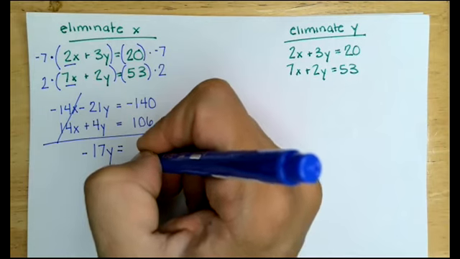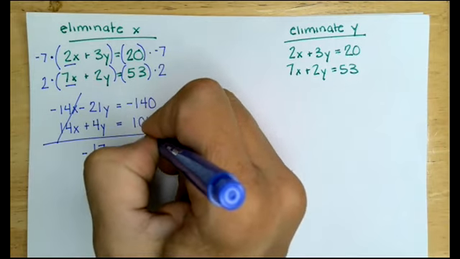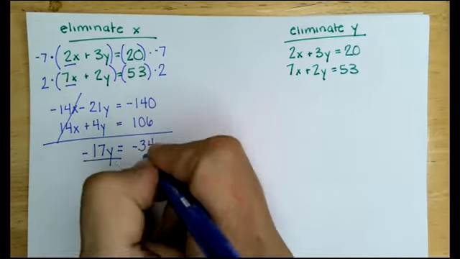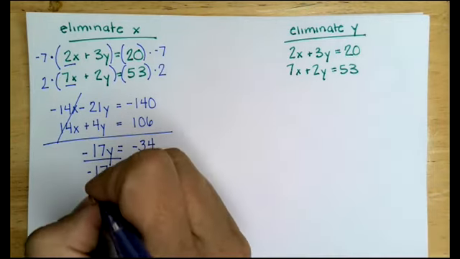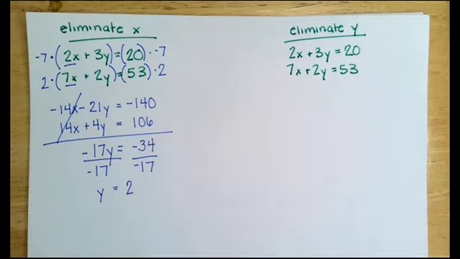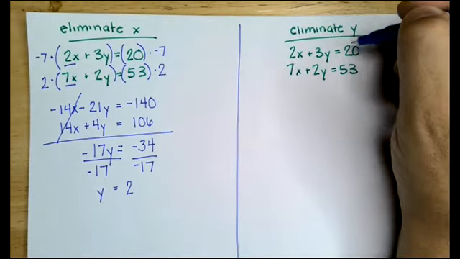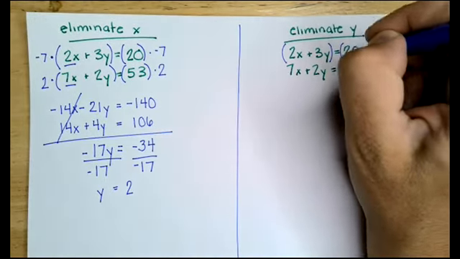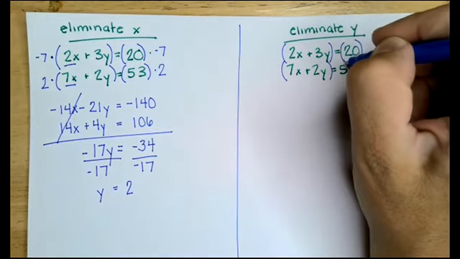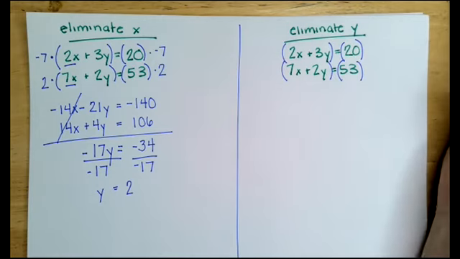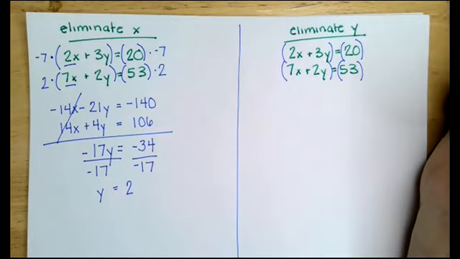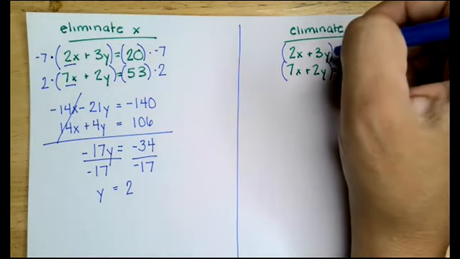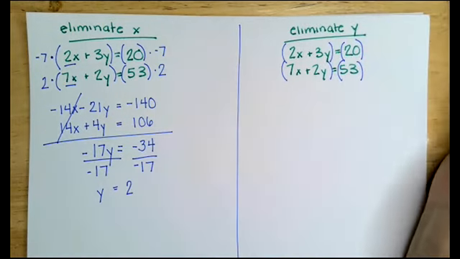Negative 17y equals negative 34. I want y alone, so I'm going to divide by negative 17. Y is 2. Okay. Over here, we're going to eliminate y instead of x. So I'm going to multiply everything up here by something and everything down here by something, because 3 and 2 do not, 2 doesn't go into 3, 3 doesn't go into 2. They both go into 6, right? So I want to change one to a negative 6 and one to a positive 6.